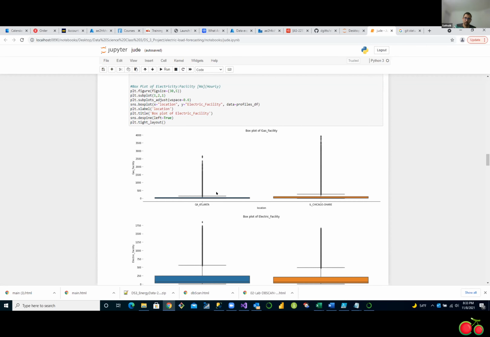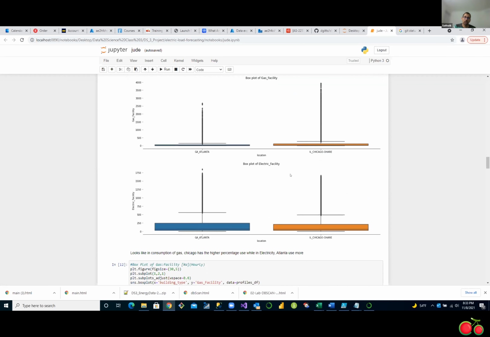Okay, got it. You can't say more used, but what you can say is the spread is more, definitely. Which means there's a lot of variation in how gas is used in Chicago than in Atlanta. That's definitely something that you can say. There's variation of use. Exactly. Which means that maybe Chicago downtown has higher usage than Atlanta.